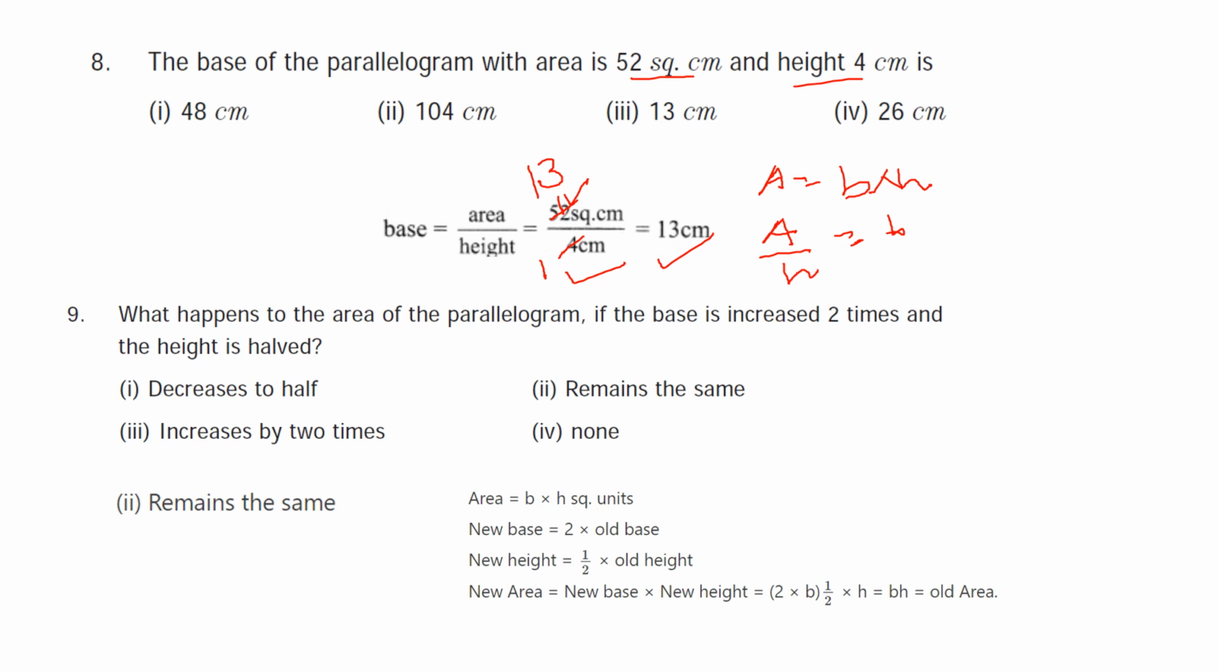Third option. What happens to the area of the parallelogram if the base is increased 2 times and the height is halved? So area formula B into H. So here the given condition, new base means 2 into old base, that is B. New height is half into old height, so half into H. So you cancel this 2 and 2. So B into H will become the area. So the answer is it remains the same. Old area and new area remain the same.